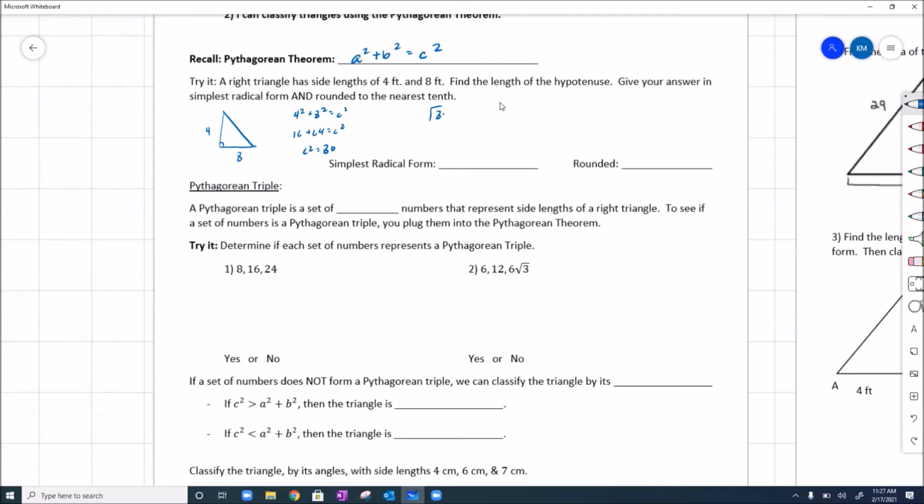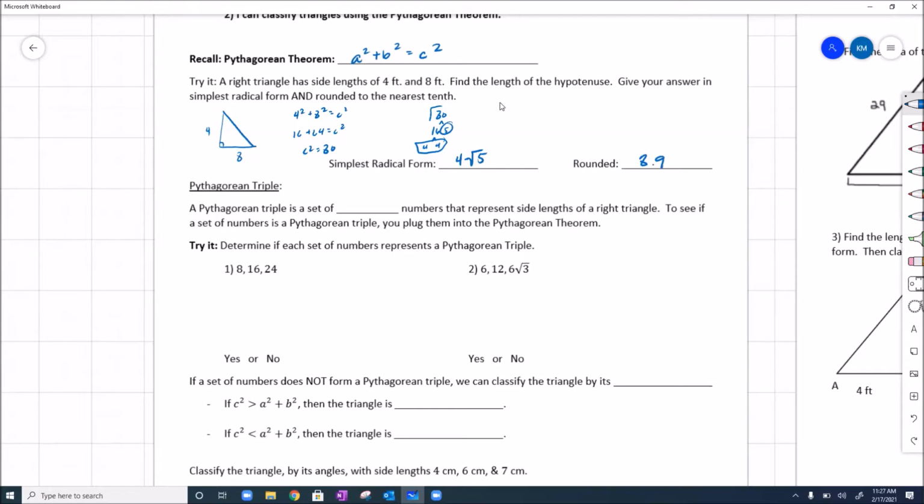So two ways we can do this: simplest radical form. Remember, that's just taking your pairs. Looks like it's going to be 16 times 5. 5 is prime, 4, 4, that's a pair. So we have 4 radical 5. If they ask you to the nearest tenth, you could just take the square root of 80 in your calculator, which gives you 8.94. So 8.9.